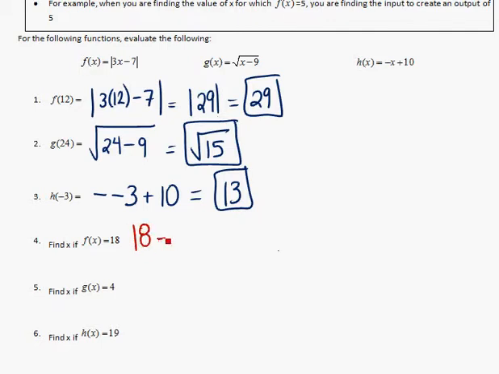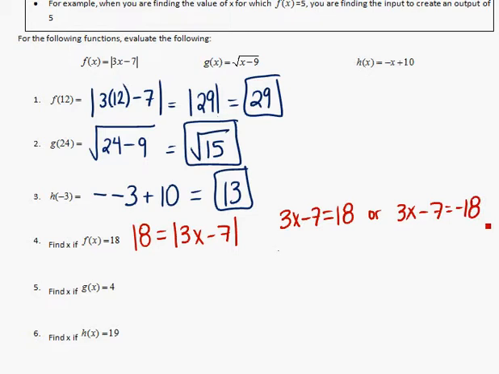So 18 equals the absolute value of 3x minus 7. Here is an example like what I was talking about earlier, where there's actually going to be 2 different possible inputs that could give us an output of 18. And that's okay. So the way that we could solve this is, since this is an absolute value equation, we could take the input of our absolute value equation, 3x minus 7, and set it equal to positive 18 or negative 18. And then we're going to end up with 2 solutions.